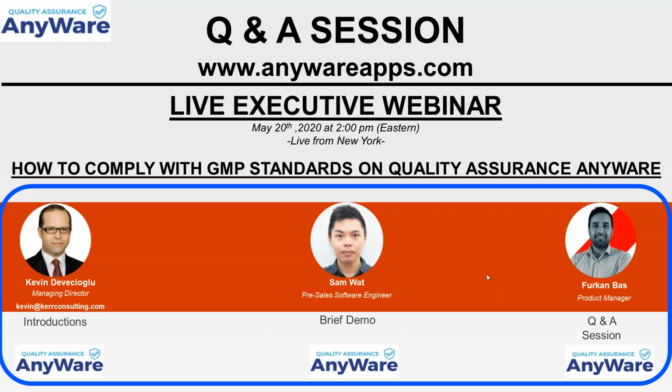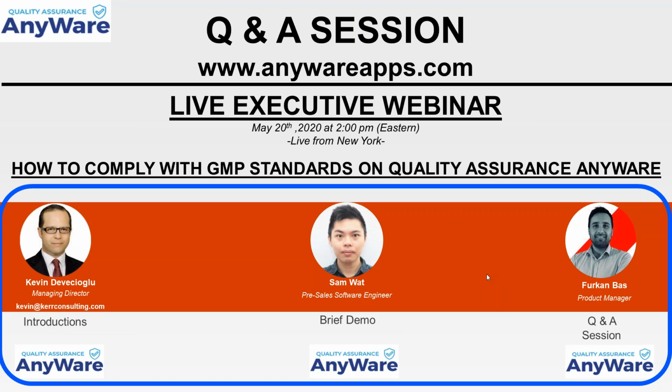One of the questions is about security. What type of security features do we have while complying with good manufacturing practices and ISO 13485? Some of them were actually mentioned during the demonstration. Sam mentioned it. Maybe I can just address it quickly. The system is permission-based, Quality Assurance Anywhere, where you can decide who can see what part of the system, and who can do what in the system.